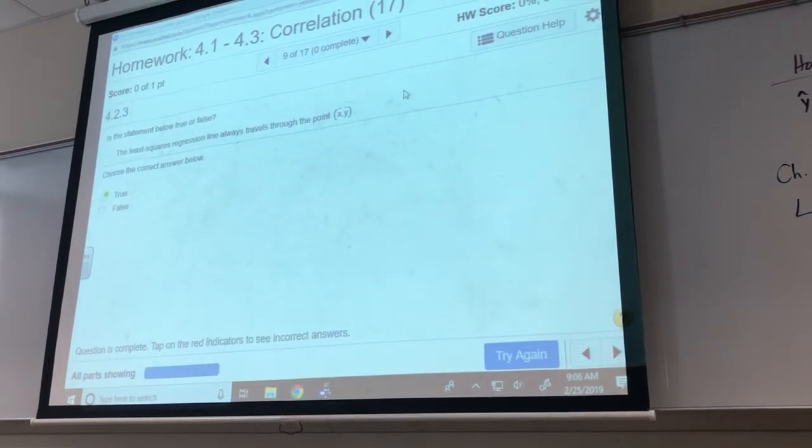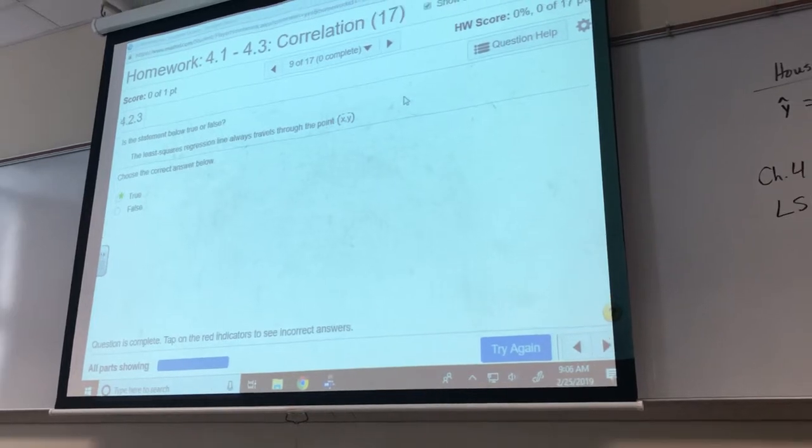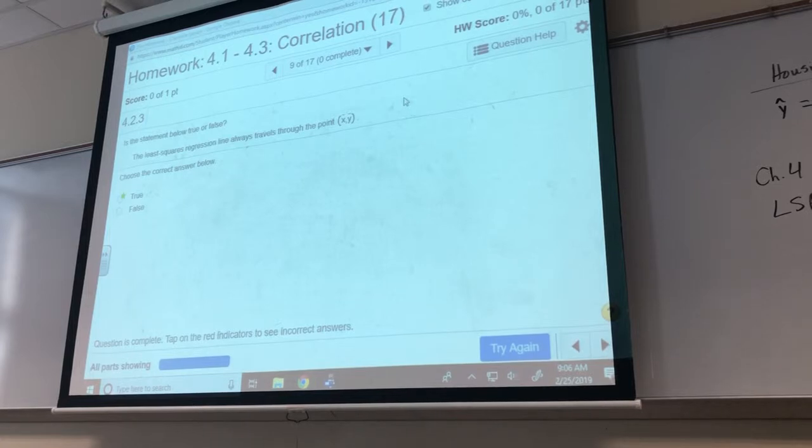We don't use the formula, we use the program and the calculator. But the formula is set up using these two, and then using your slope and your y-intercept. So your x bar and your y bar are always going to be a point that's on that line. So that one's always going to be true.